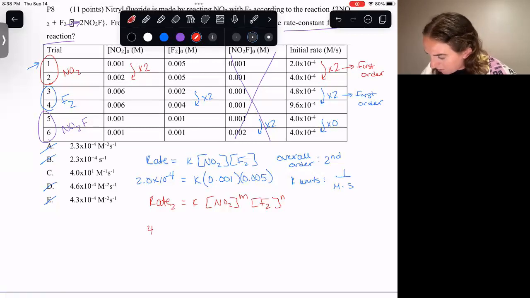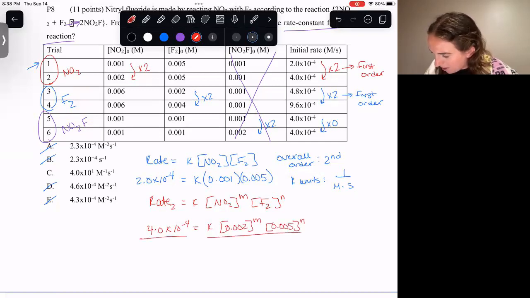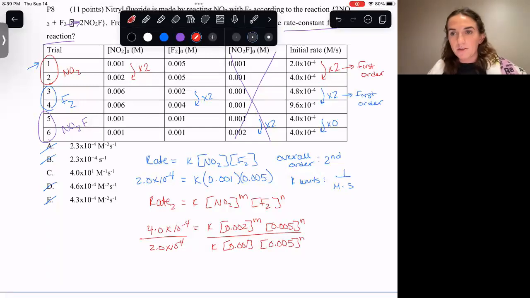You could say that you have 4.0 times 10 to the negative 4, K, 0.002 to the M, 0.005 to the N, all divided by 2.0 times 10 to the negative 4, K, 0.001, and this one. And you would still get the same answer. You would find that M is equal to 1 here, and that would just confirm your answer at the top.